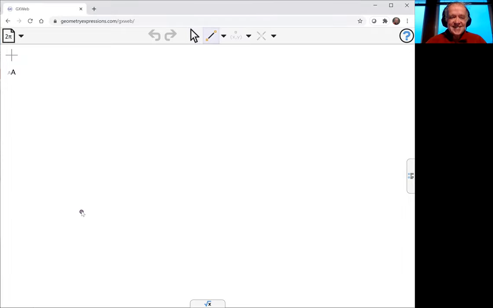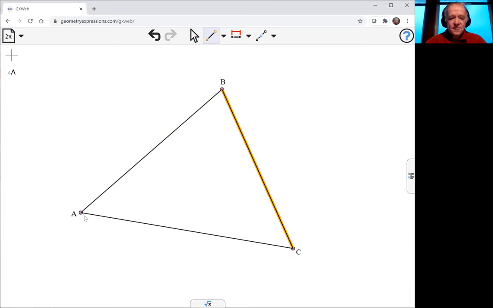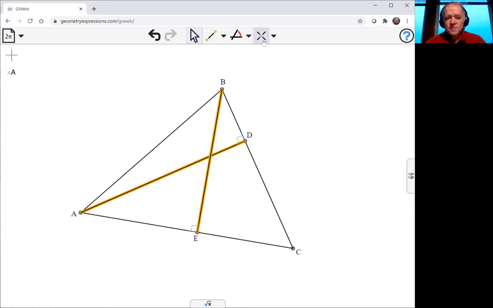Let me draw my model. Here's my original triangle. Now, to find the orthocenter, we need to intersect two altitudes. So I'll create one altitude in one way, and we'll create another altitude the other way. And we'll intersect those two to find the orthocenter.